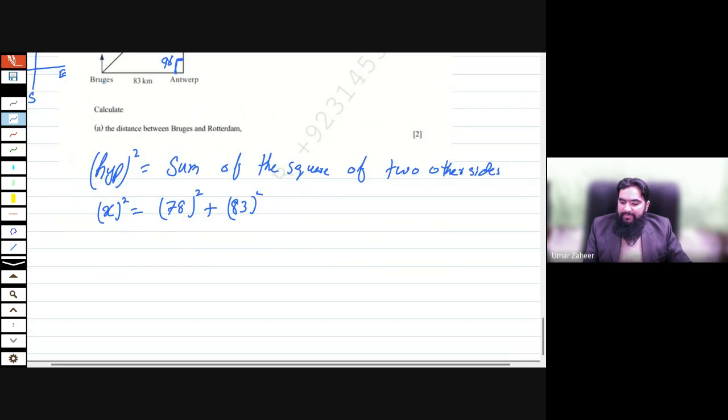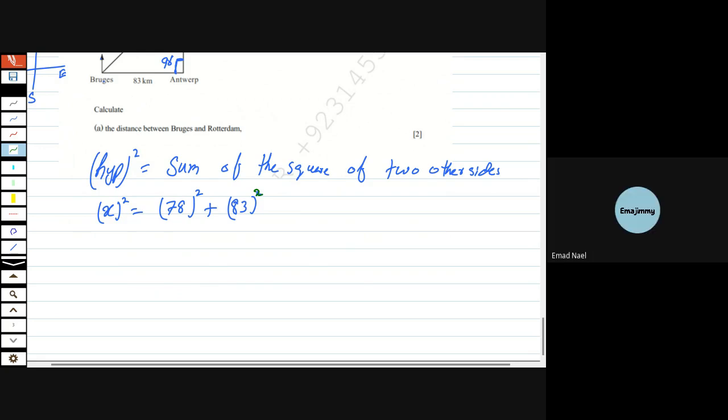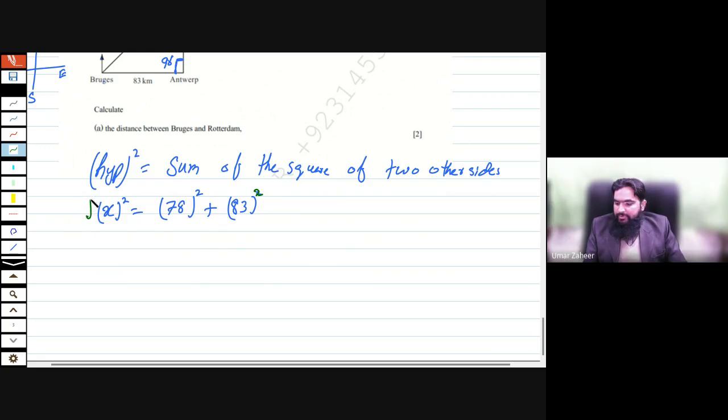Now I have to find the value of x. What do I have to do? We have to remove the square of x, so we are going to take the square root on both sides. We have to take the square root on both sides to find the value of x. So x is equal to, please find the value in the calculator.